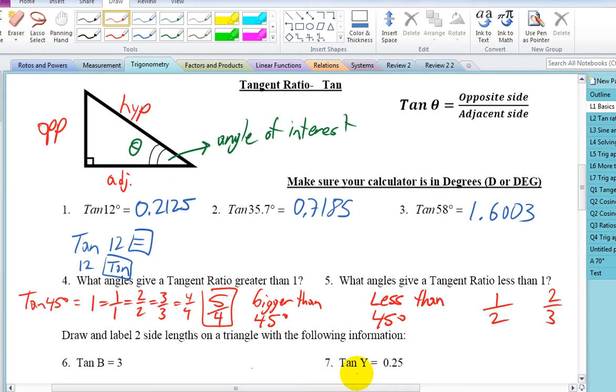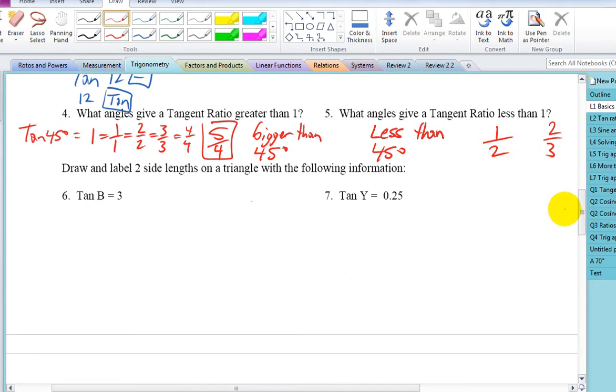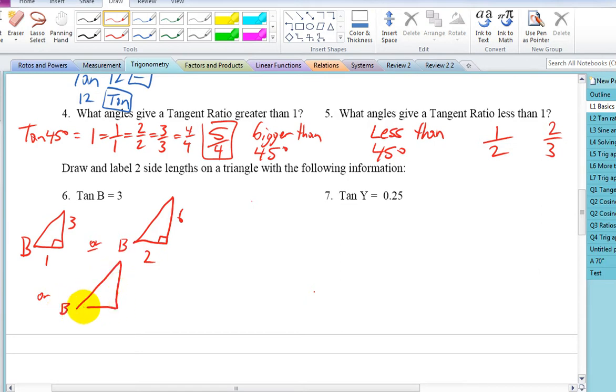Okay. Good. Okay, so draw and label 2 side lengths on a triangle with the following info. Tan B is 3. In order for B to be 3, that means you would have to have a side length of 3 to 1. Right? Or you could have, if this is angle B, it could be 6 and 2. Or, what else? 9 and 3. Or, what else? 12 and 4. Because all of them are going to go 12 over 4 equals 3. All the ratios will be 3.